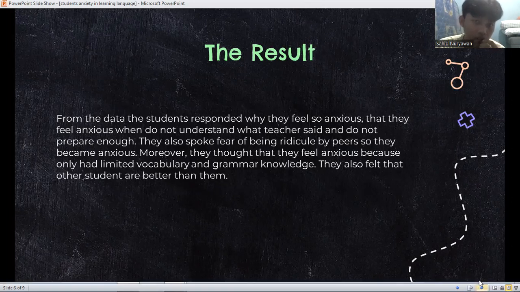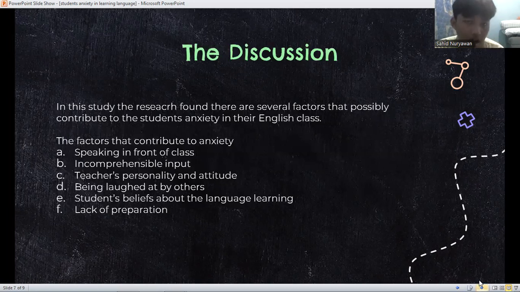The discussion. In this study, the researcher found there are several factors that possibly contribute to the students' anxiety in their English class. The factors that contribute to anxiety. The first one is speaking in front of the class.